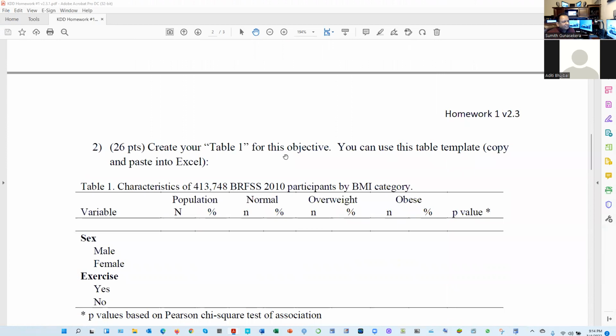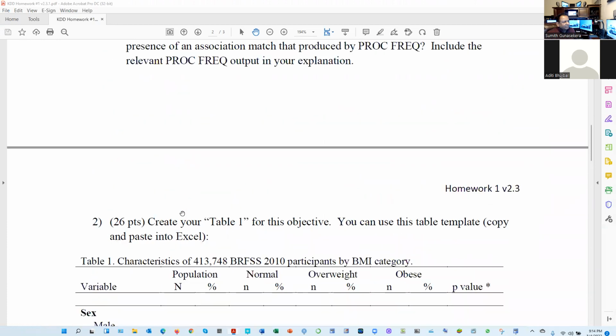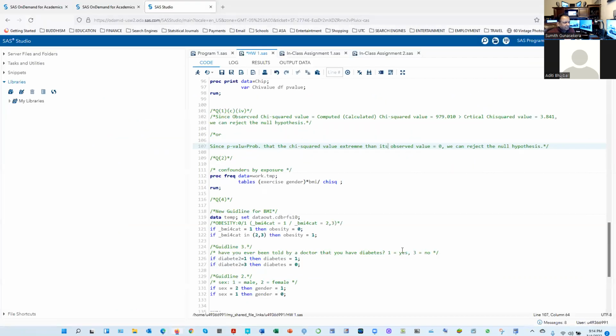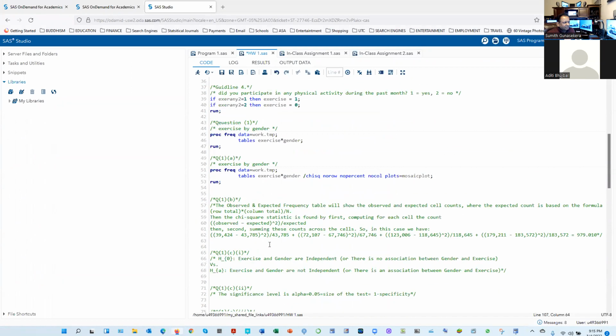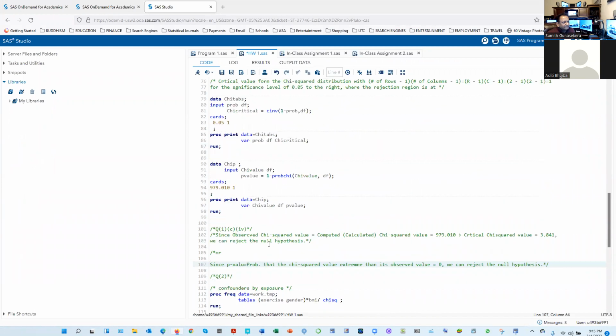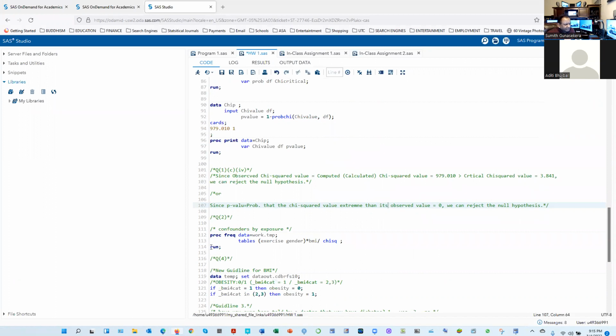Then 2, then 3. For this objective, you can use this table template, copy and paste it into this one. Now you have to complete this one. In order to do this, the 20 points, you run the appropriate code in order to get this done. Let's go to question number 2.